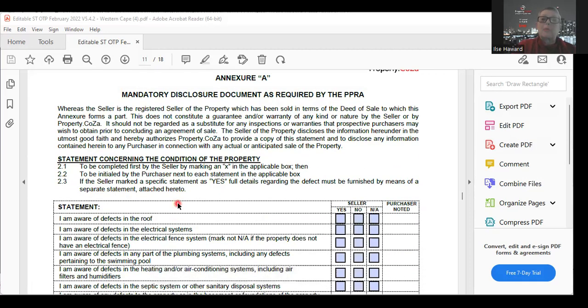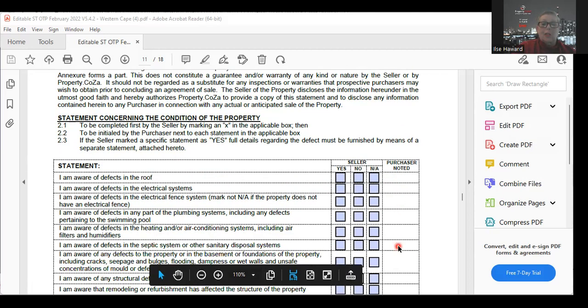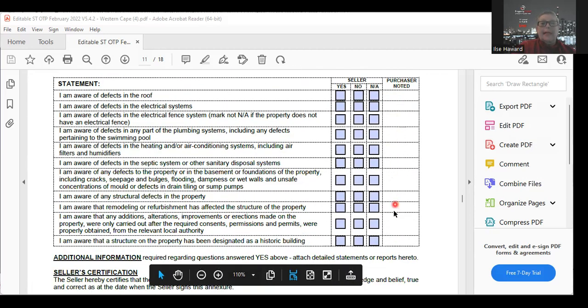This is the lecture I spoke to you about in the beginning. It should have been done on your listing. So make sure that everything here is ticked, yes, no, or not applicable, and the purchaser actually has to initial next to each one. So you understand then why it's good practice to have it ready for when you do your OTP, so you don't have to start running around looking for this afterwards.